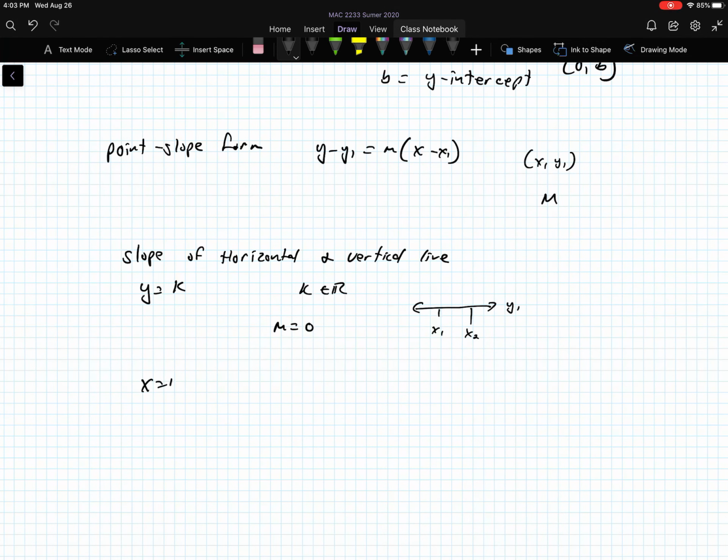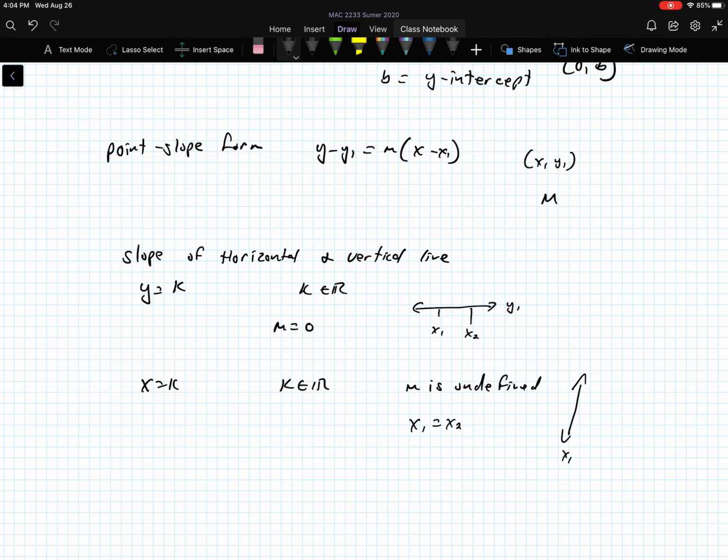If it's x is equal to k, again, k is some real number, then the slope is undefined. Let me write that k is an element of the real numbers. The slope is undefined because it's a vertical line, so the value of x is always the same. In other words, x1 is equal to x2, and so it's going to force you to divide by 0, which you can't.